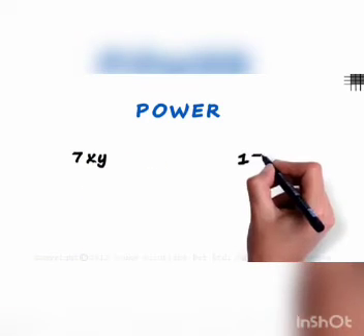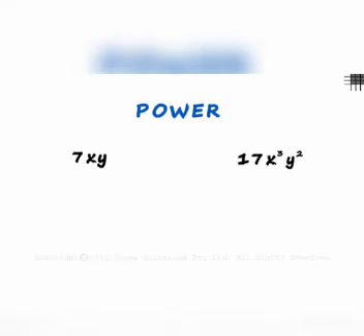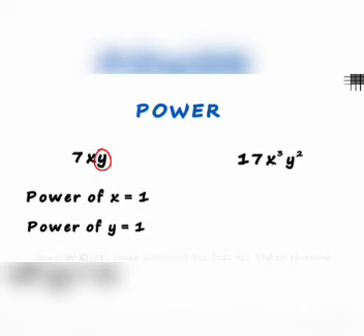Before we see the types of terms, we need to understand the concept of the power of variables. Let's consider two different terms. The first term is 7xy and the second one is 17x cubed y squared. Observe the first term. It has two variables, x and y. What is the power of each of these variables? The power of x is 1 and the power of y as well is 1.